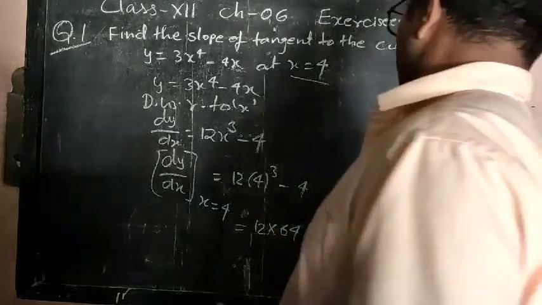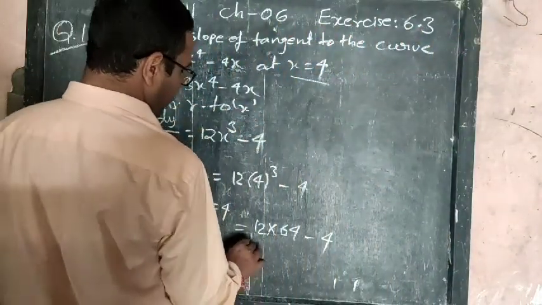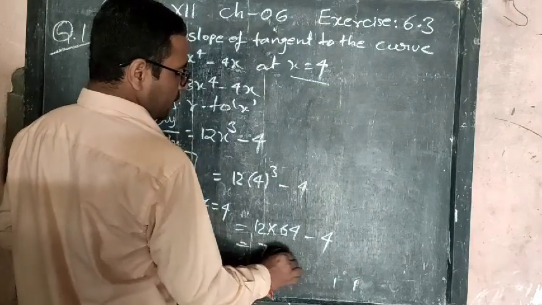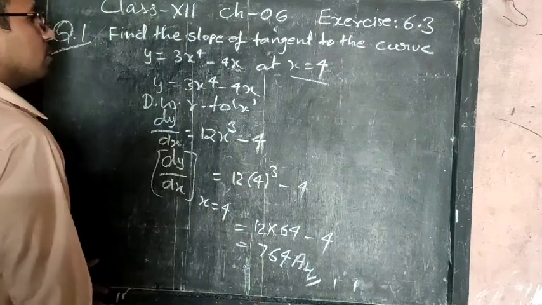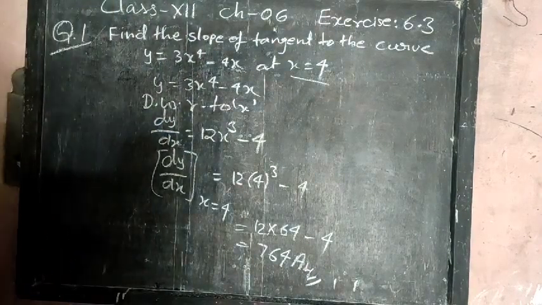So by solving it all, we will get 764. So this much is the answer. Now students, in the same way we can solve the next one.